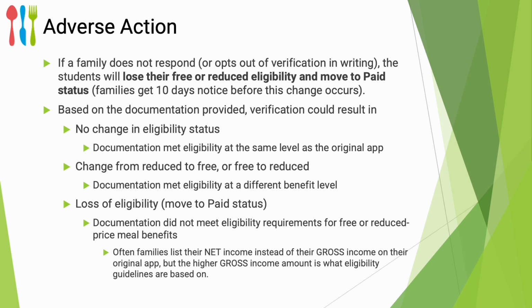So they could move to a full pay status if their documentation didn't meet the requirements for free or reduced priced meals. The most common reason this happens is that families are writing their take-home pay or their net income on an application. So when they submit the documentation that shows their gross income, that is at a higher level. And that's what the eligibility guidelines are based on and what they should have put on the original application. So that's kind of the most common reason that someone would change a status.